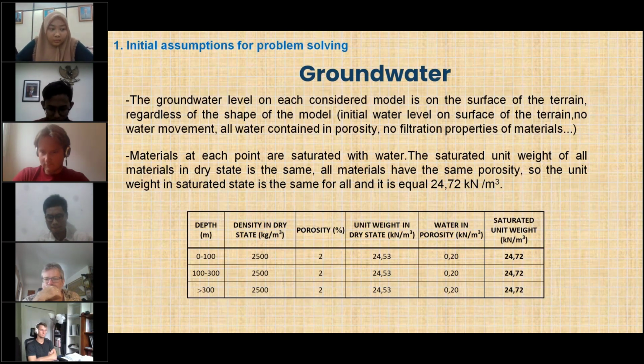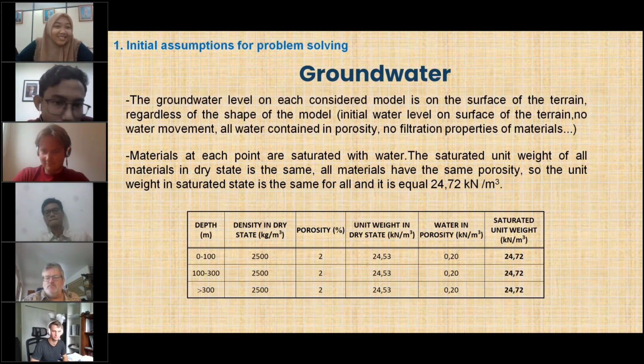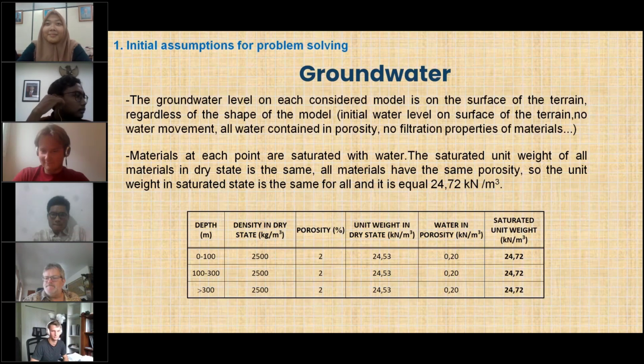And we consider that when we do not have any data about the rock masses more than we already have, our only assumption for the water level, in accordance with the text of the task, is that the water level is on the surface of the terrain.